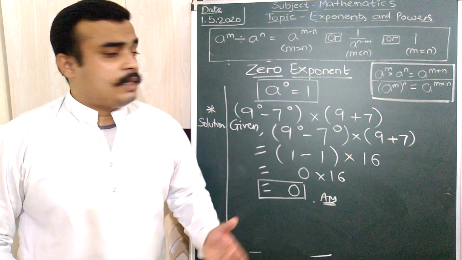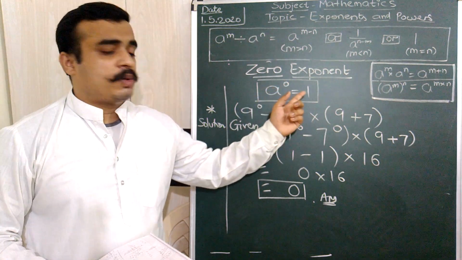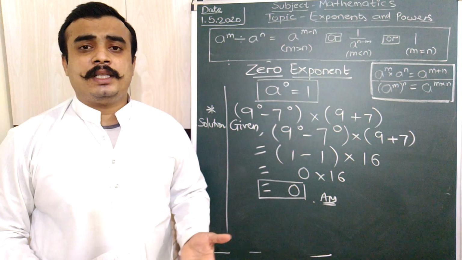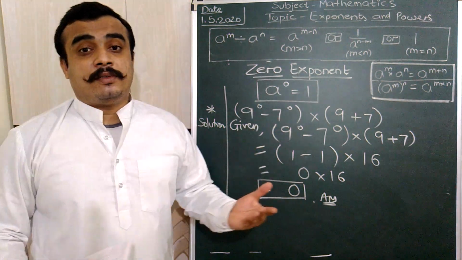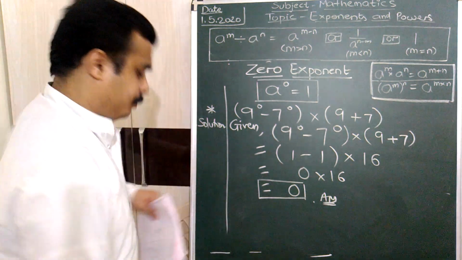Just here we have to learn that a raised to the power 0 is equal to 1. Anything raised to the power 0 means 1. The a could be a fraction, it could be a whole number, or it could be an integer.